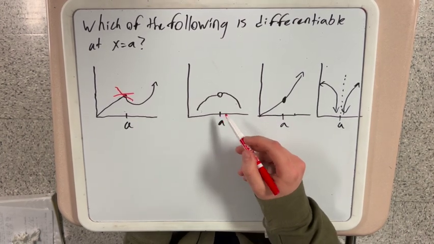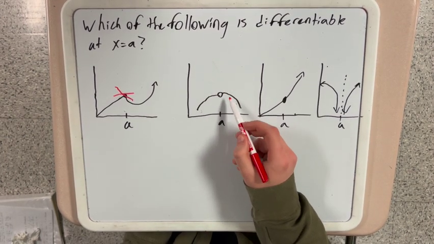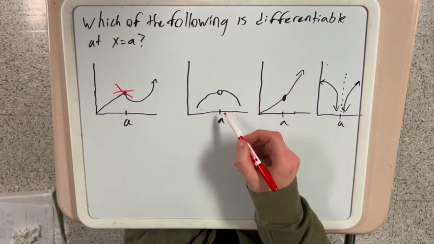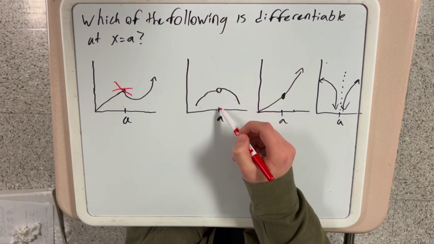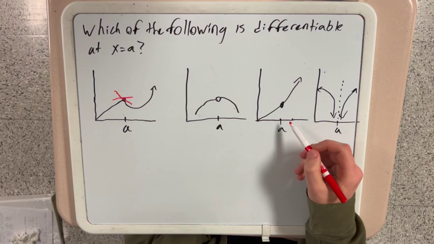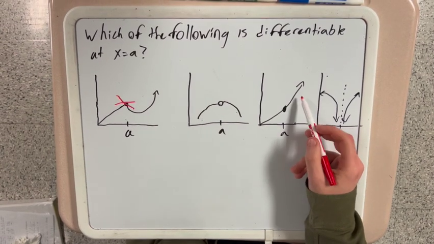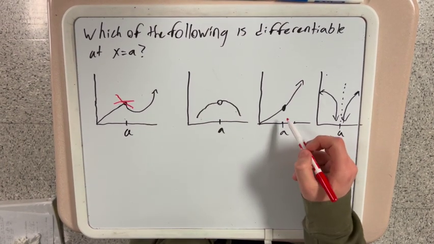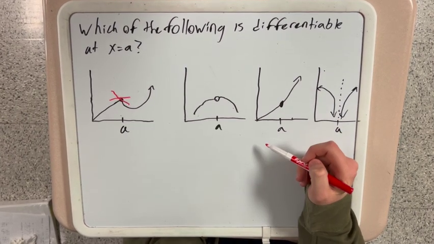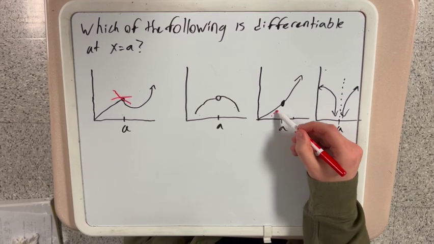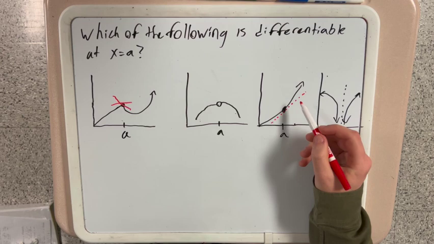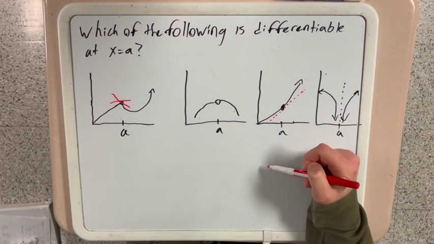So looking at the second choice, we see here that we have a discontinuity. We have a removable discontinuity in the form of a hole. Therefore, we can say this isn't differentiable at x equals a because it's not continuous. Looking at the third answer choice, we see we have what looks like an exponential function here with a point at x equals a, and the line continues to travel through it. We could draw a tangent line to this graph. Therefore, this one is most definitely differentiable.